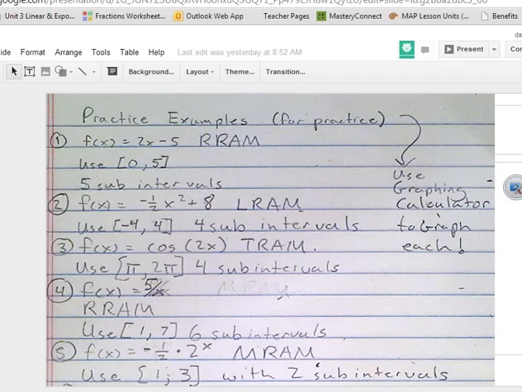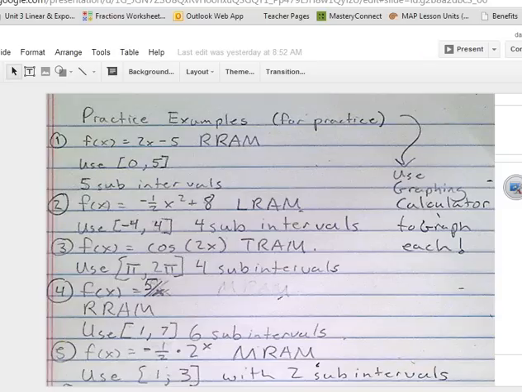Extra practice. So we got 5 over x, not 5 pi over x. We're doing an RAM. We're going 1 to 7. And we got 6 subintervals. Now, the first step is to find delta x, but it's pretty common sense. If you've got from 1 to 7, you've got 6 subintervals, each of your rectangles are going to have to be 1 unit wide, right?